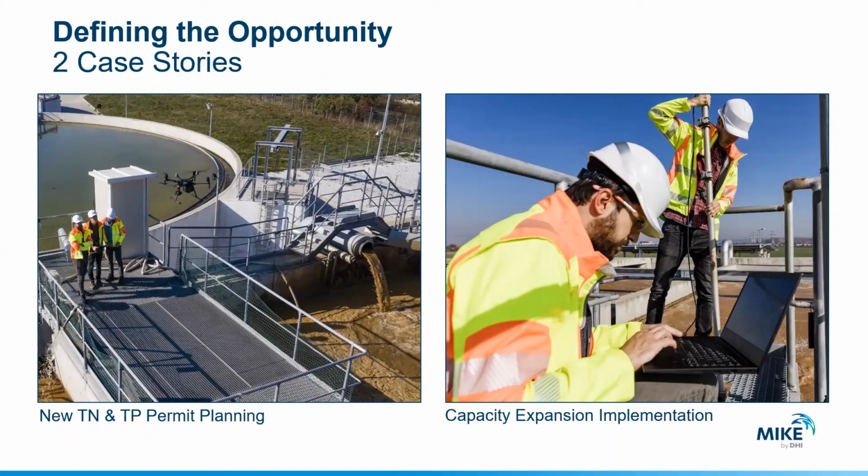The 2 case stories we will discuss in detail are based in the US and Denmark. The first is a planning project and the second is a project that is currently being implemented. The planning project is reviewing the plant process in anticipation of the total nitrogen and total phosphorus permit level changes. The implementation project is a capacity expansion project that needs to be expanded within a given footprint. The 2 case studies demonstrate common problems found in wastewater treatment plants around the world. So there's nothing unusual about either one of these.